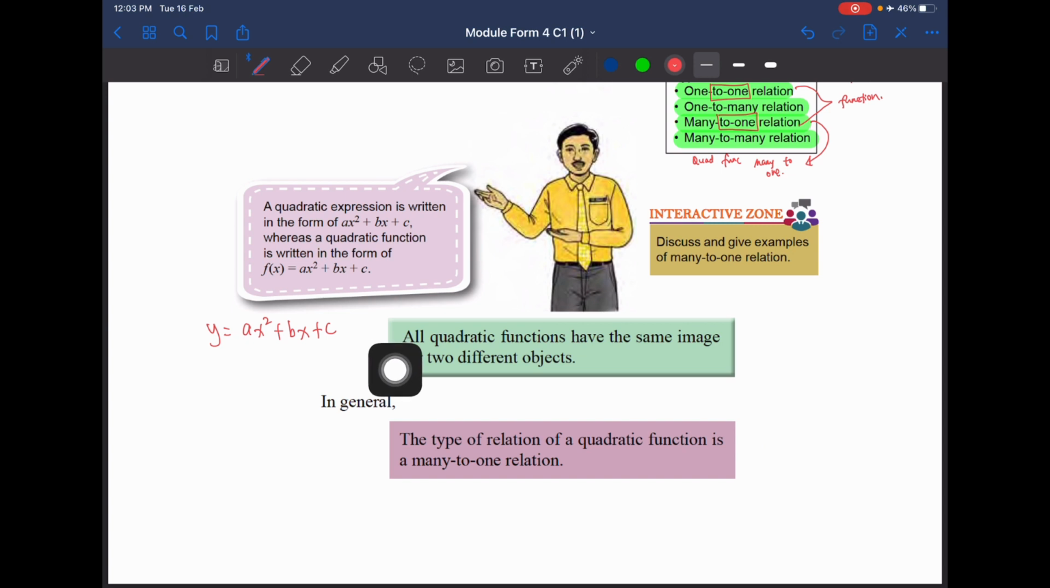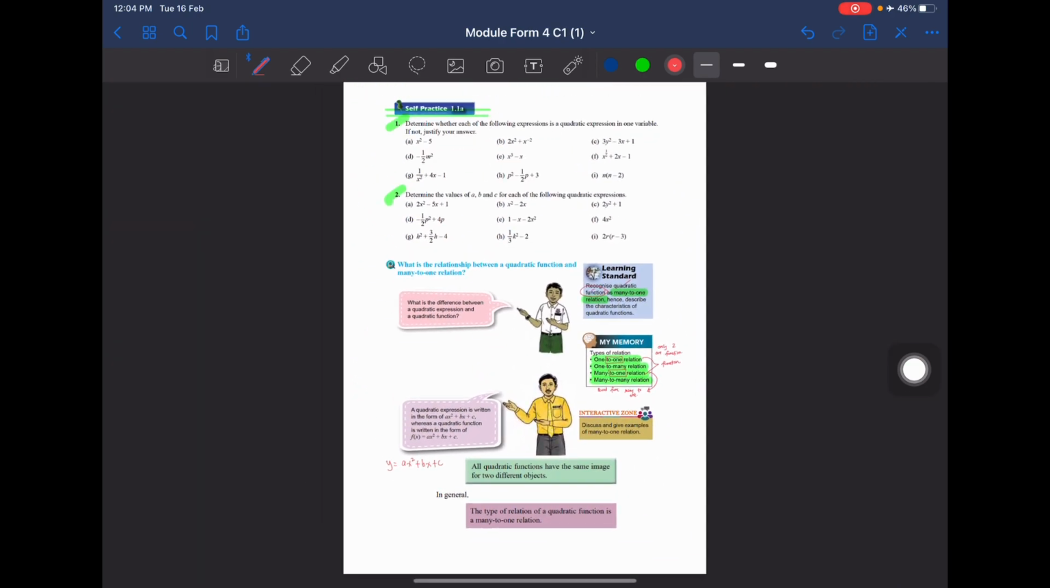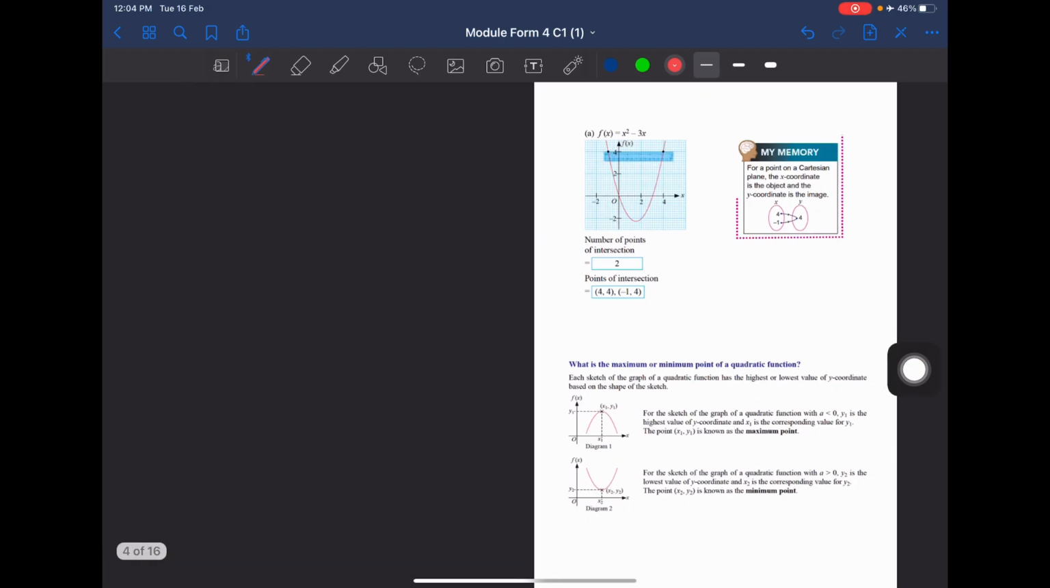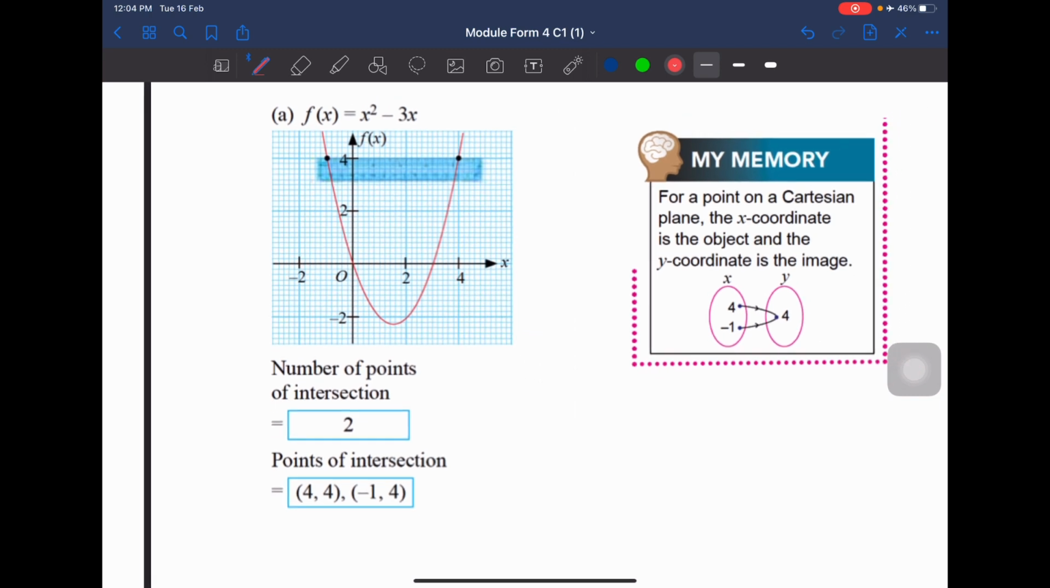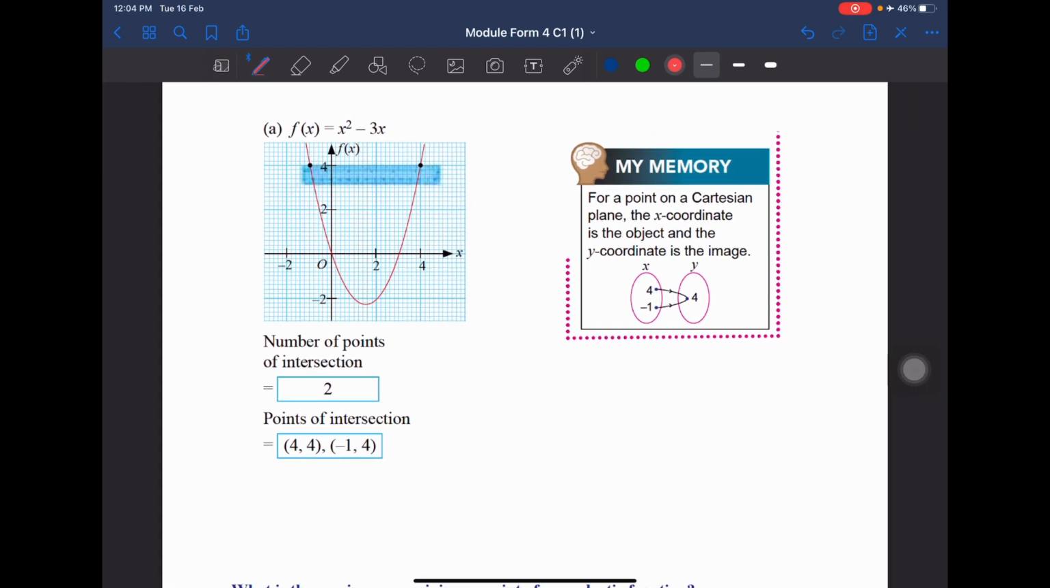Okay, next tengok penerangan di sini. All quadratic functions have the same image for two different objects. Or in general we can say that the type of relation of a quadratic function is many to one. So sebenarnya apa yang dia cakap ini adalah many to one. Okay, macam mana dia membawa maksud many to one? Okay, sini saya explainkan untuk semua. Sebagai contoh, quadratic graph bentuk dia macam ni lah.